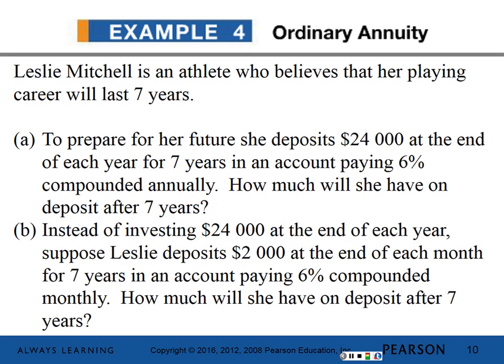If she deposits at the end of each year, or she deposits a lesser amount, although it's still the same annual contribution, $2,000 of it at the end of every month. Which way is she going to make more money? What do you think? The second way. That's right, because you're compounding more often, and even though the payments are smaller, interest is being calculated on every single payment.